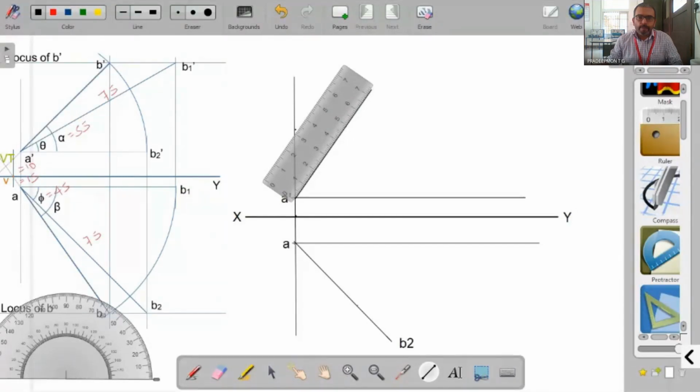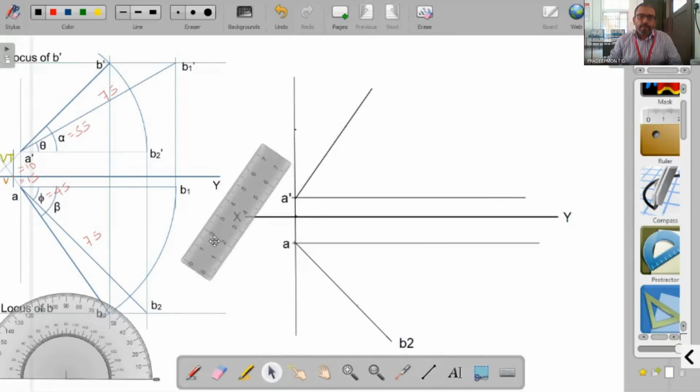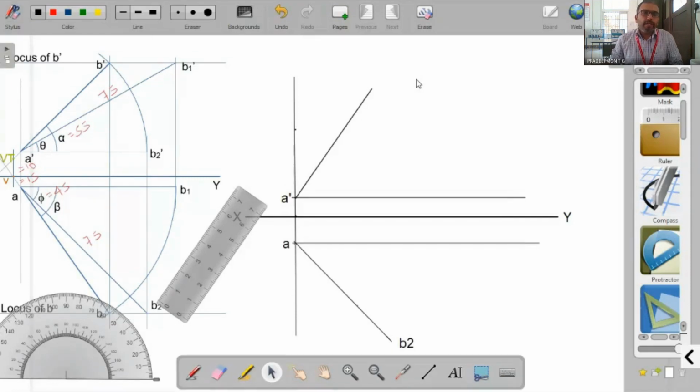We don't know the length of the front view, so we just draw some length which should be sufficient for representing our front view there. So this is a line. We don't know the endpoint, so we are not marking the endpoint. Now what we have to do is find the point B2 dash.